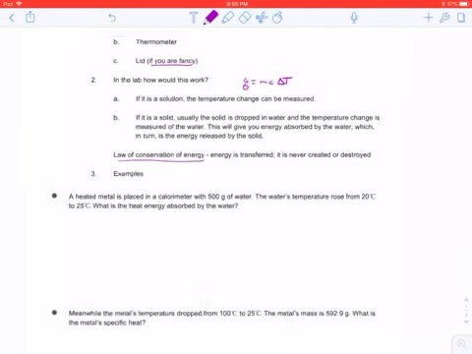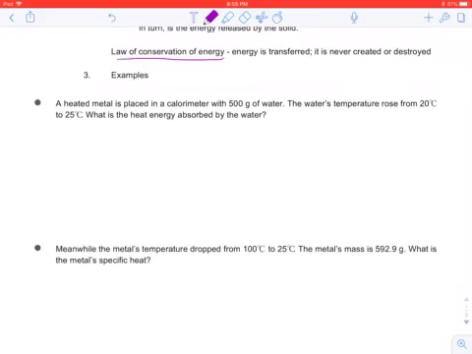It's pretty simple. Our first example, and these two examples kind of go together, so let's read through it and see what we got. A heated metal is placed in a calorimeter with 500 grams of water. The water's temperature rose from 20 degrees C to 25 degrees C. What is the heat energy absorbed by the water? If we do our highlighting, we have 500 grams of water, a temperature of 20 to 25, and we're looking for heat energy, or Q.